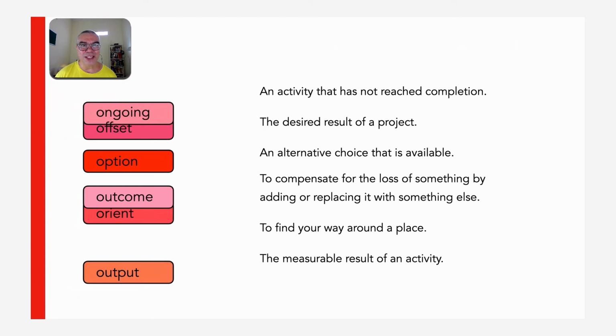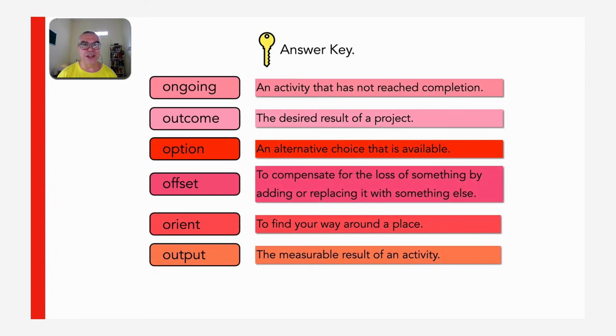So we start with ongoing, an activity that has not reached completion. And then outcome, of course, is the desired result of a project. Option, an alternative choice that is available. Offset, so this is the longer explanation. To compensate for the loss of something by adding or replacing it with something else. And then orient, to find your way round a place. And this is the verb here. Last up, we have output, the measurable result of an activity.